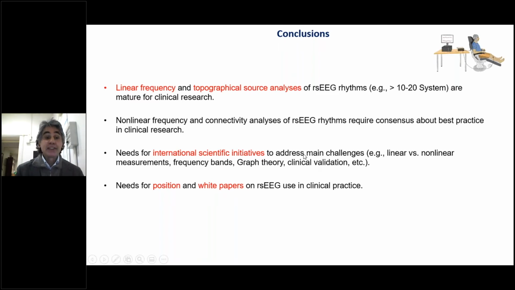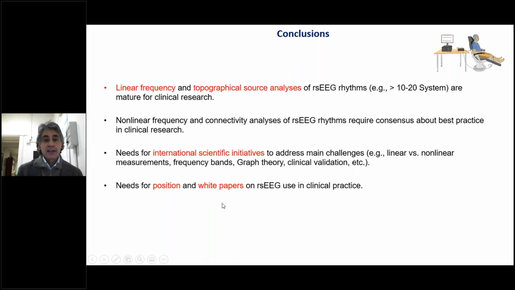The work group concluded that there is the need for international scientific initiatives to address main challenges in the use of resting state EEG rhythms in clinical neurophysiology. For example, to better understand the use of linear versus non-linear measurements, the issue of fixed frequency bands, and the issue of EEG functional connectivity and the use of graph theory markers, very promising in this field.